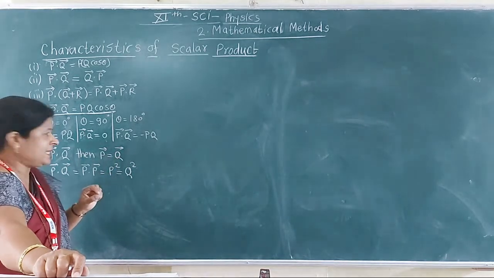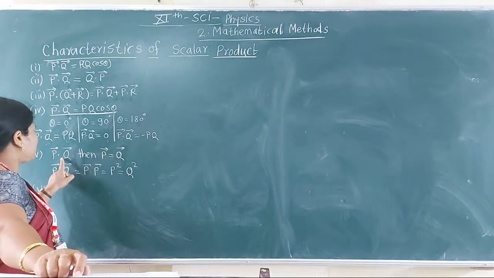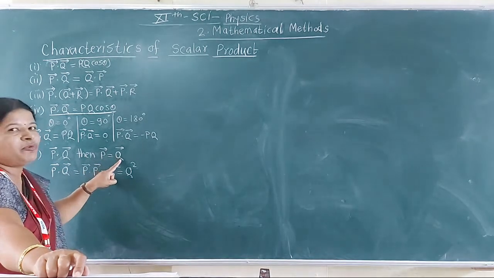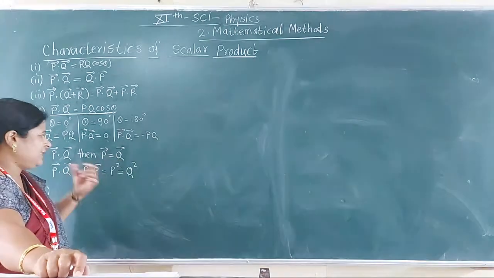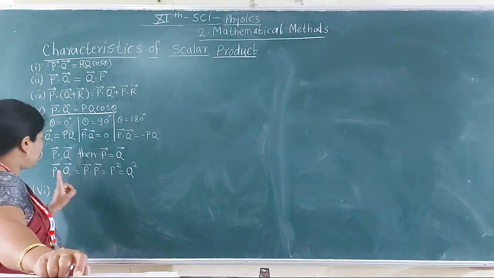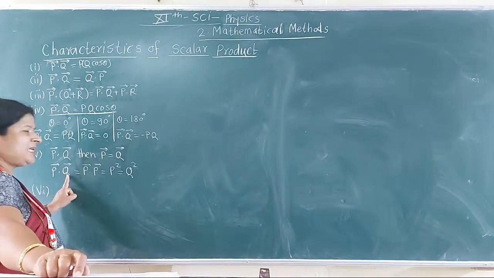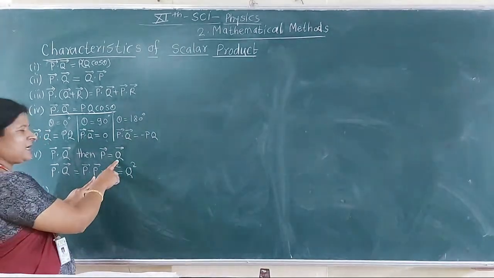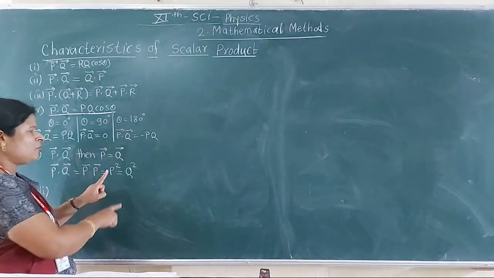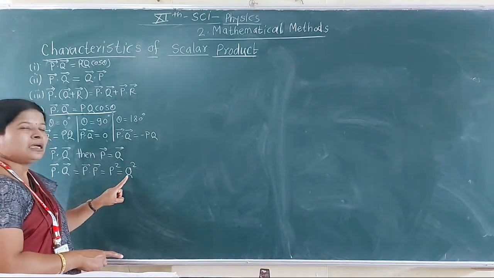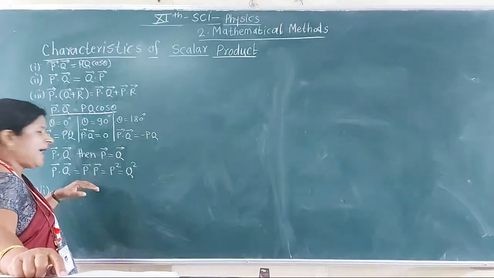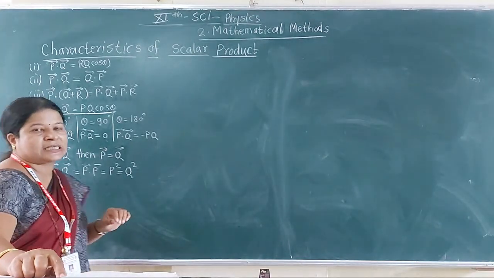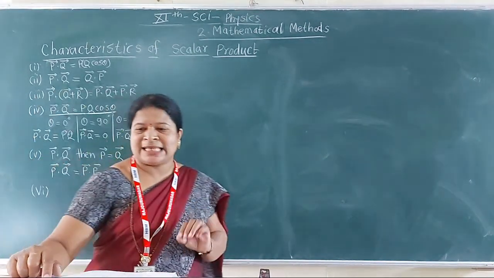Next characteristic: if vector P is equal to vector Q, then according to our definition, vector P dot vector Q is equal to vector P dot vector P, which is equal to P square or Q square. And today we are going to study the next characteristic, characteristic number 6.